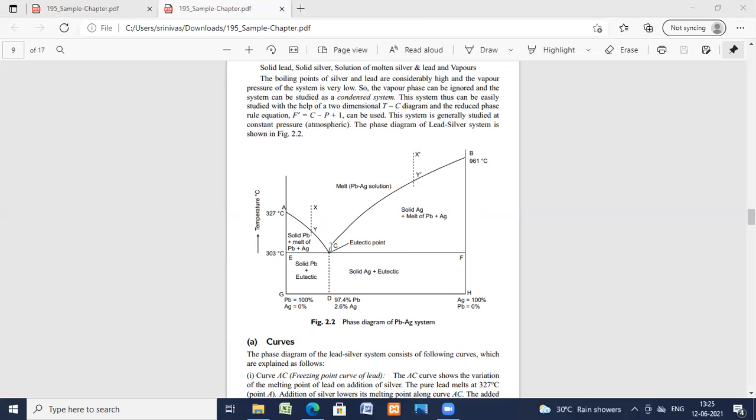Now A, C and B, C, B. You are having AC is a solid lead. This complete AC, you are having solid lead plus melt of the lead and silver, and BCF we are having solid silver and melt of lead plus silver.